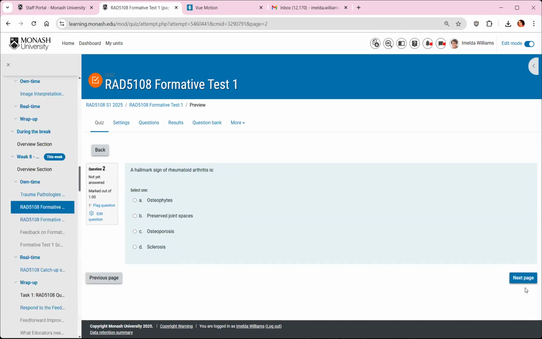So the next question was to identify a hallmark sign of rheumatoid arthritis. And the option there is osteoporosis. So some of the key hallmark signs of rheumatoid arthritis include erosions as well as cartilage loss, which then in the end will lead to loss of joint space as well. So in the early stages, patients might have osteopenia, which in the end then will progress to osteoporosis.